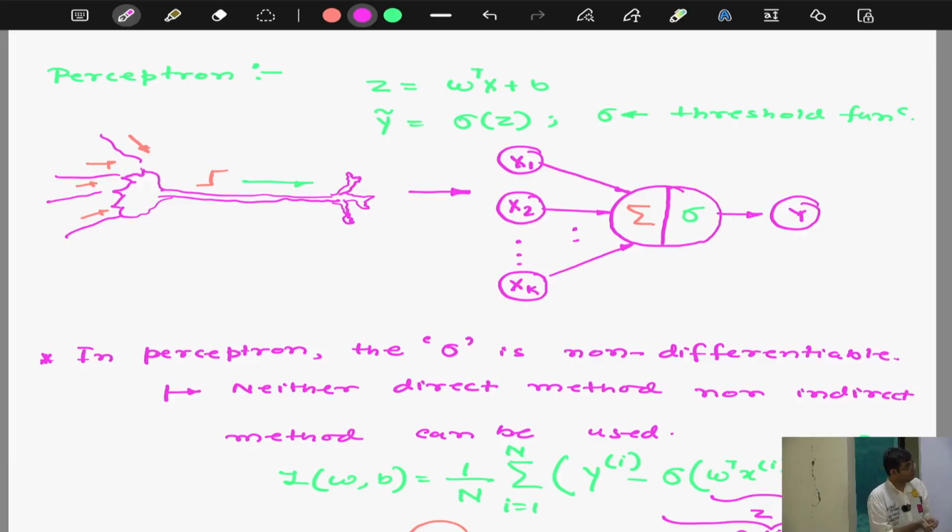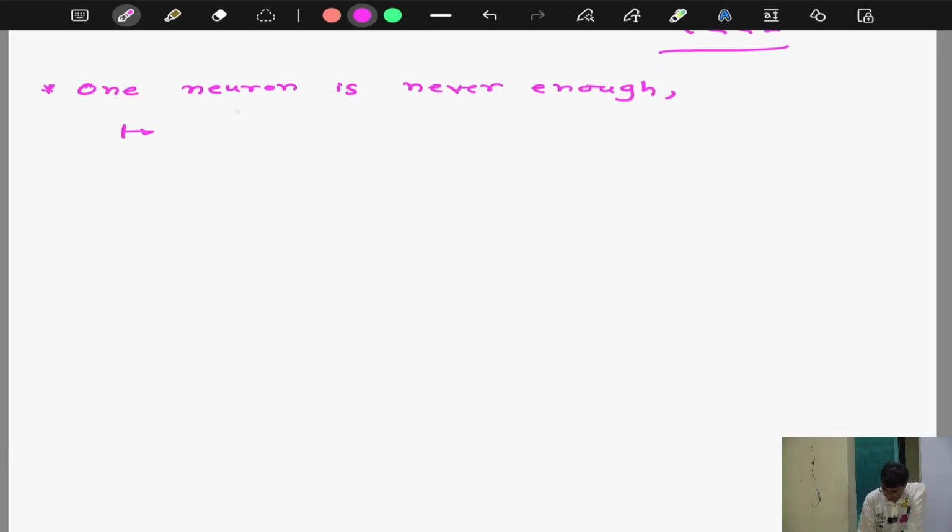How do you make it more expressive? One idea is to stack multiple of these over one another. One neuron is never enough. I am stressing the term never because it is not enough for humans, and neither is it enough for machines. Philosophically, one neuron is never enough, so we use multiple.